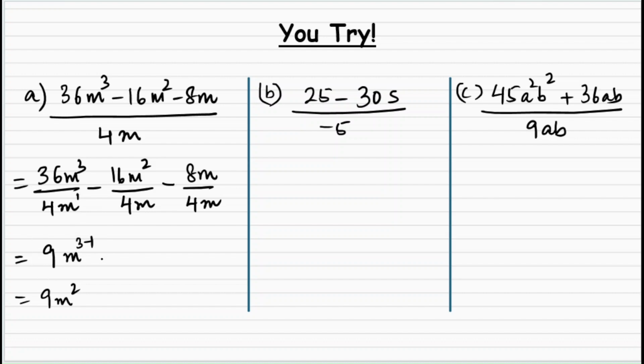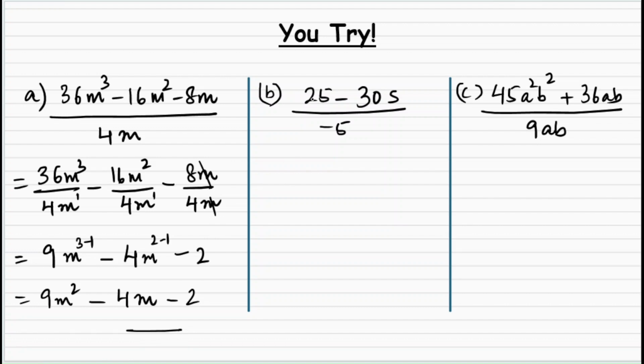If you can do this calculation mentally, that m cube by m1 will give you m square, no need to write this step. Minus 16 divided by 4 is 4. m2, m1. What will happen? The exponents will get subtracted. So 4m, minus 8 divided by 4, 2. M and m will cancel. So that's my final answer.